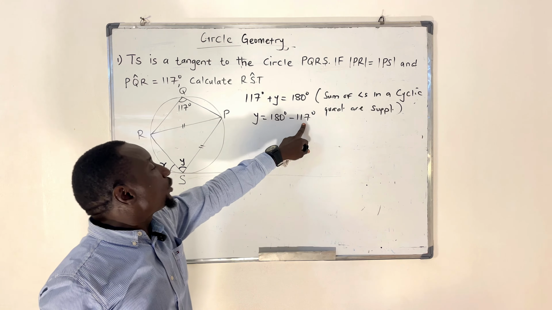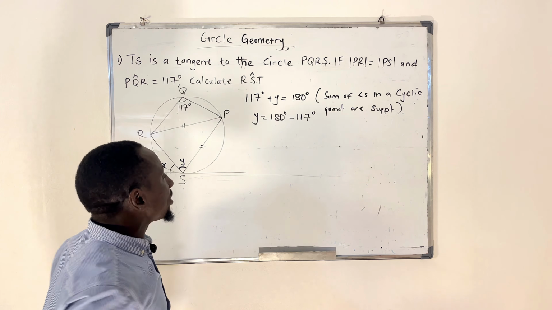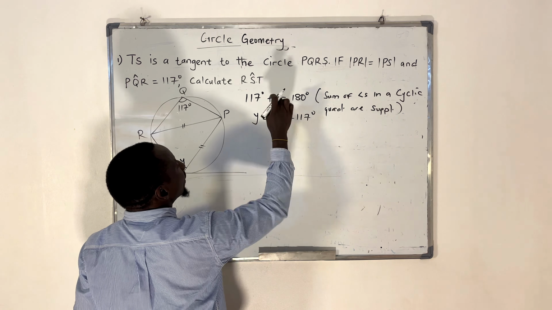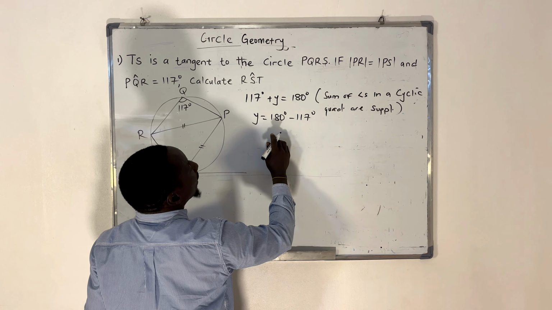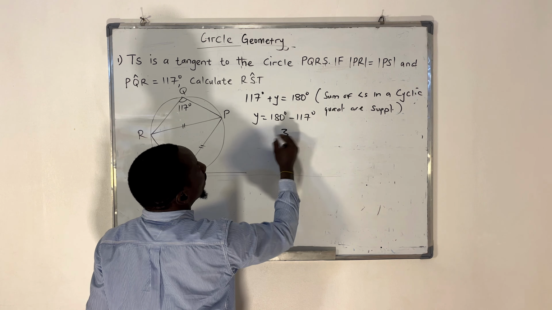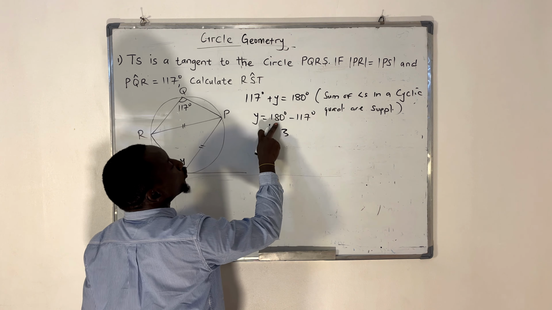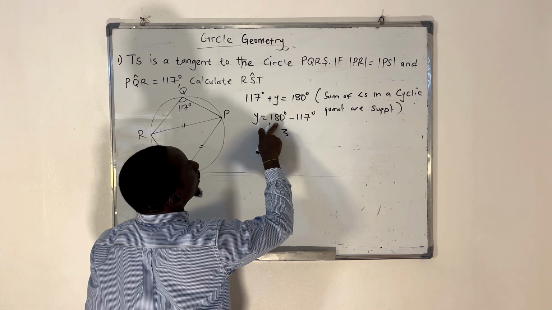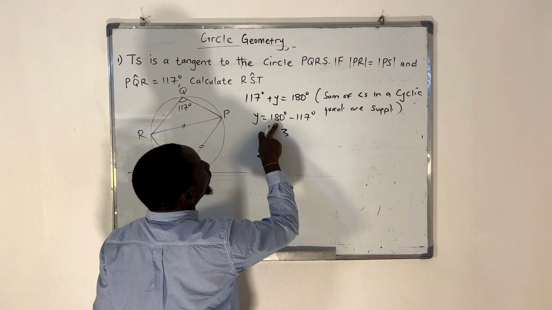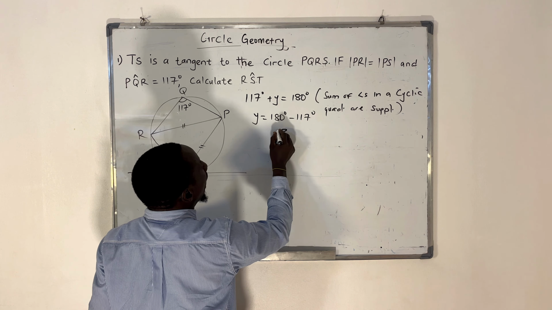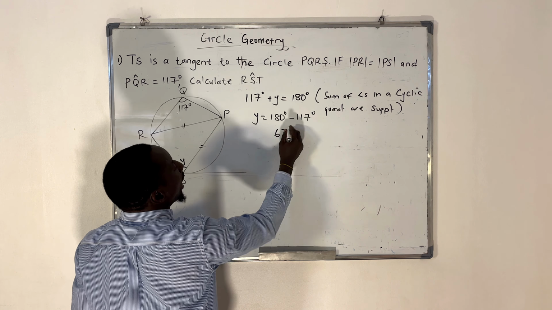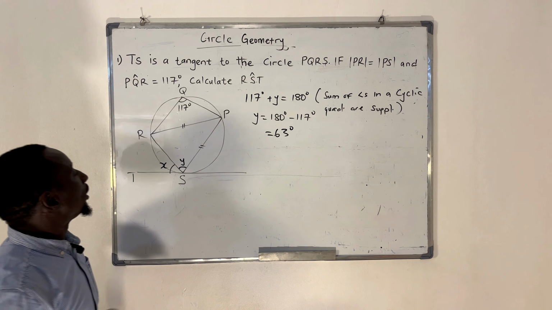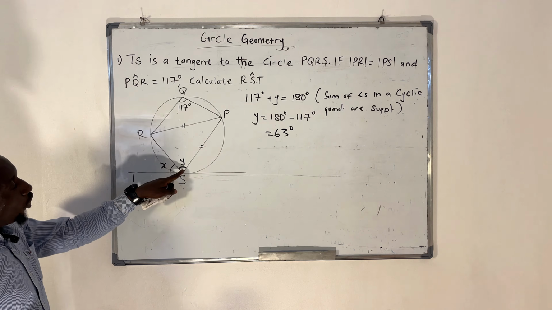If you are subtracting 117 from 180, you borrow one, add here, this is 10. You subtract 7 from 10, you have 3. What I'm left with is 7 here. If you subtract 1 from 7, you have 6. So you have 63. So your Y is 63.